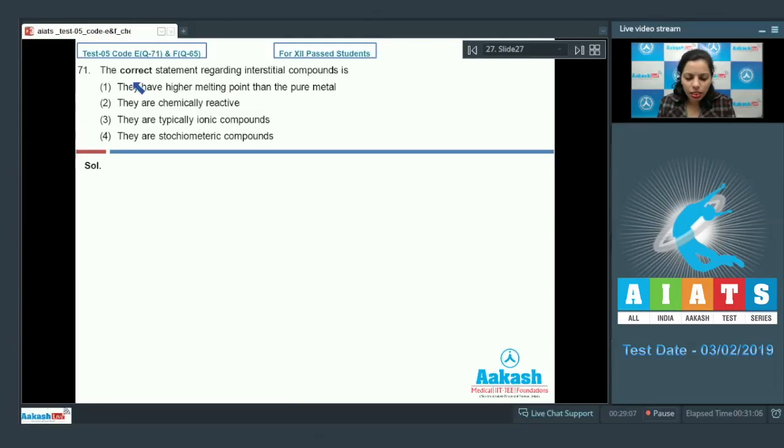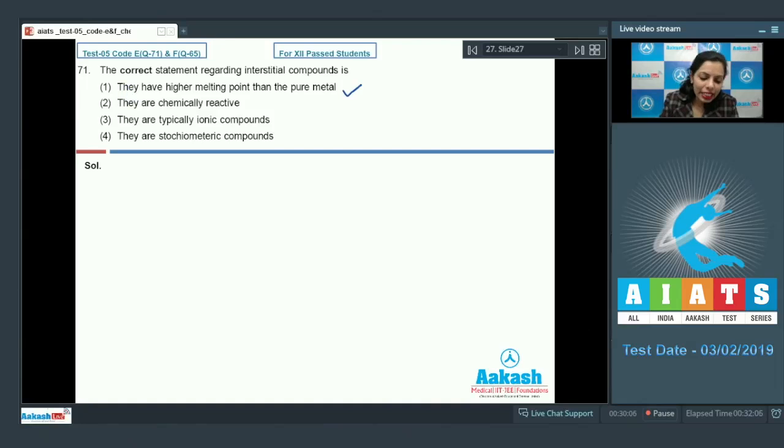Let's take the next question. The correct statement regarding interstitial compounds is that they have a higher melting point than the pure metal. In the case of an interstitial compound, some small-sized atoms or molecules get into the interstitial sites and increase the melting point of that metal. It means they have a higher melting point than the pure metal. It is a correct statement.